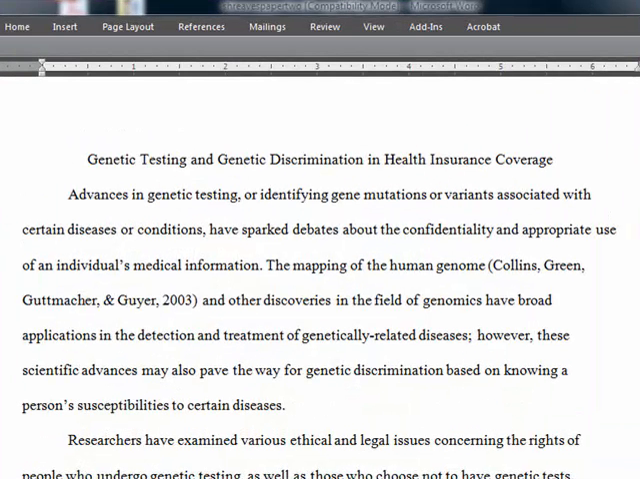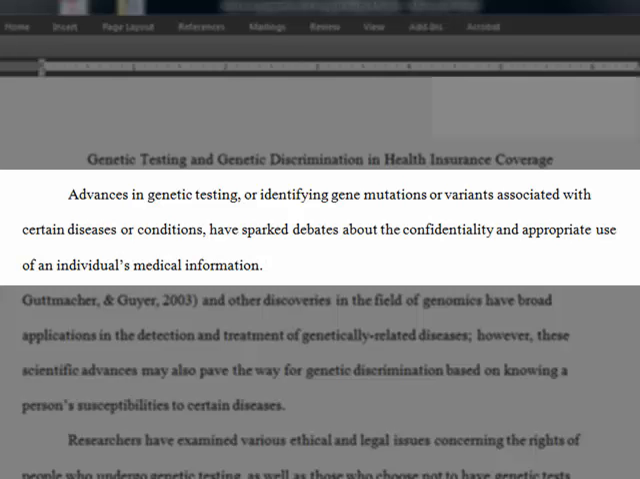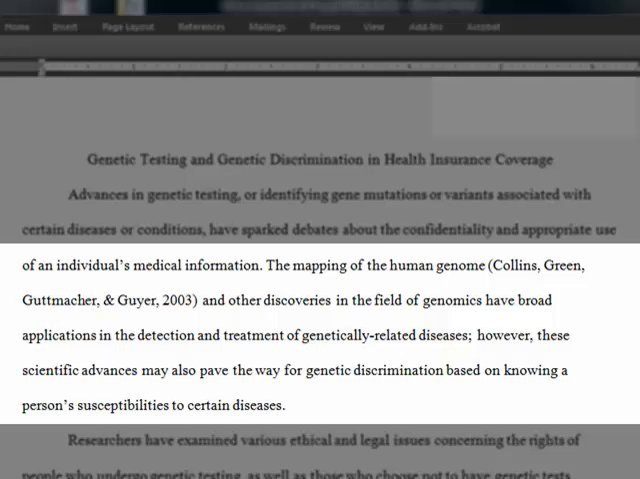Let's begin reading through this first paragraph of the introduction so that I can point out 2 or 3 things to you. Advances in genetic testing for identifying gene mutations or variants associated with certain diseases or conditions have sparked debates about the confidentiality and appropriate use of an individual's medical information. So here we have a clear identification of the exact problem. The mapping of the human genome (Collins, Green, Guttmacher, & Guyer, 2003) and other discoveries in the field of genomics have broad applications.